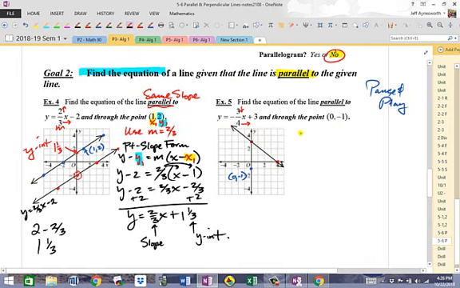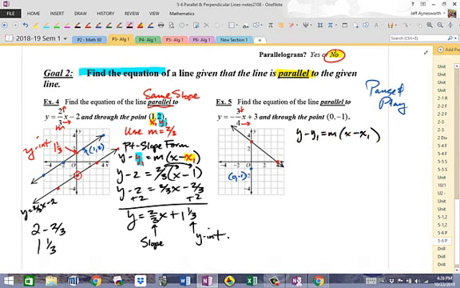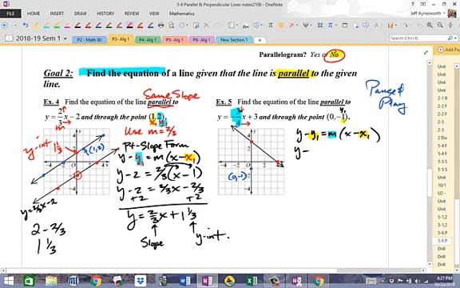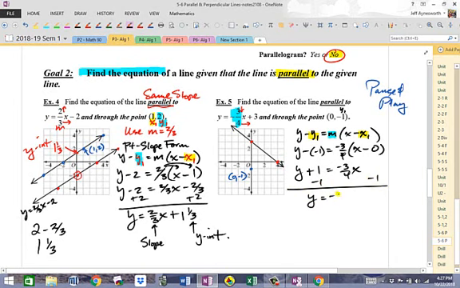So y minus y1 is equal to m times x minus x1. You always write down your point-slope form, and we're substituting in for the point here, and I need to substitute my slope in right here. My slope is -3/4. So y minus the y coordinate, which is -1, is equal to negative 3/4 times the quantity x minus the x coordinate of 0. Okay, let's simplify. y plus 1 is equal to negative 3/4 times x. x minus 0 is just x, times negative 3/4 is just negative 3/4 x. Subtract 1 and you're done. So you get y equals negative 3/4 x minus 1.